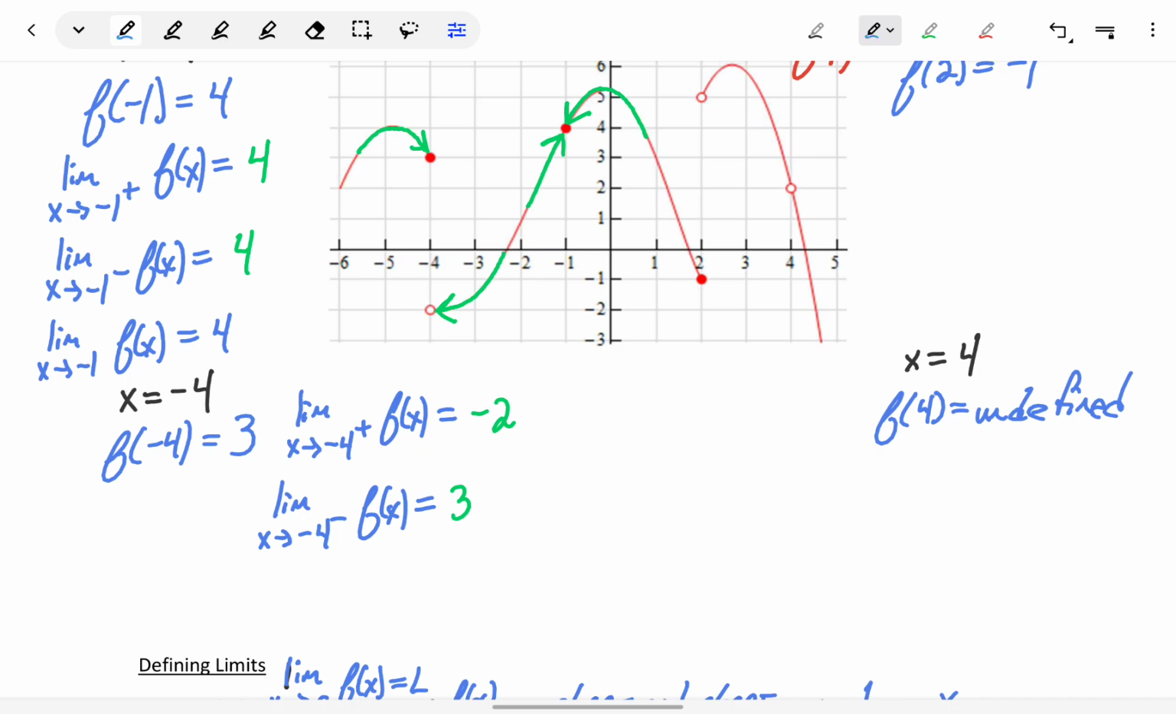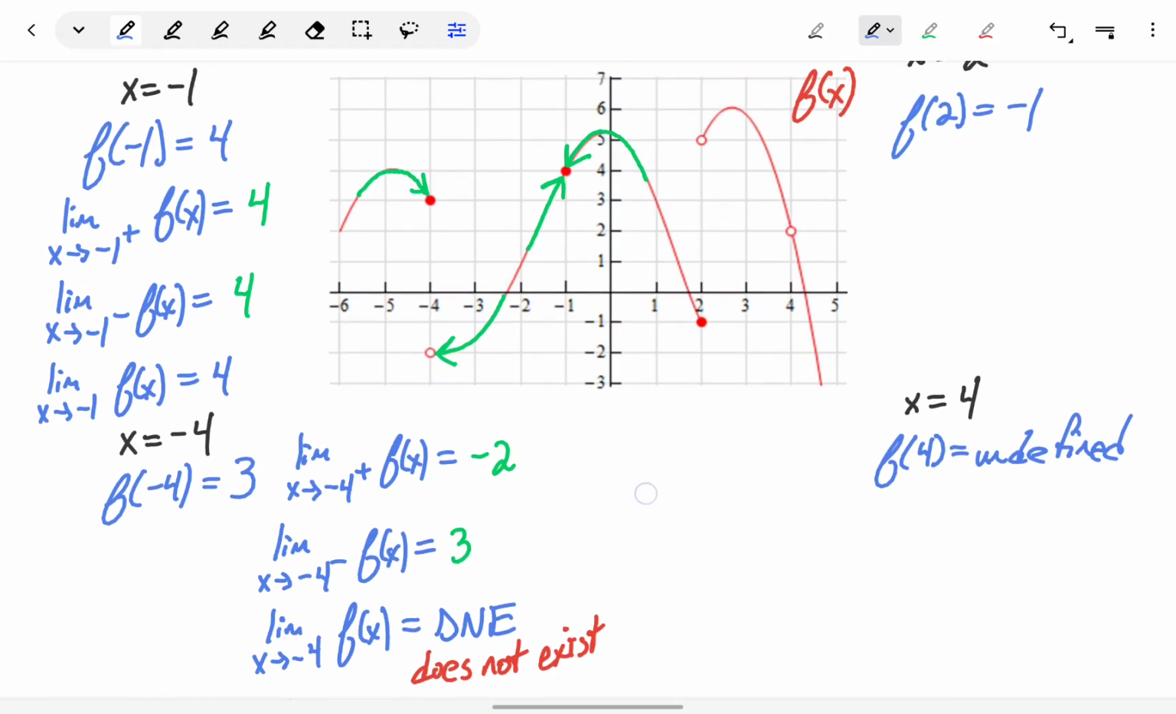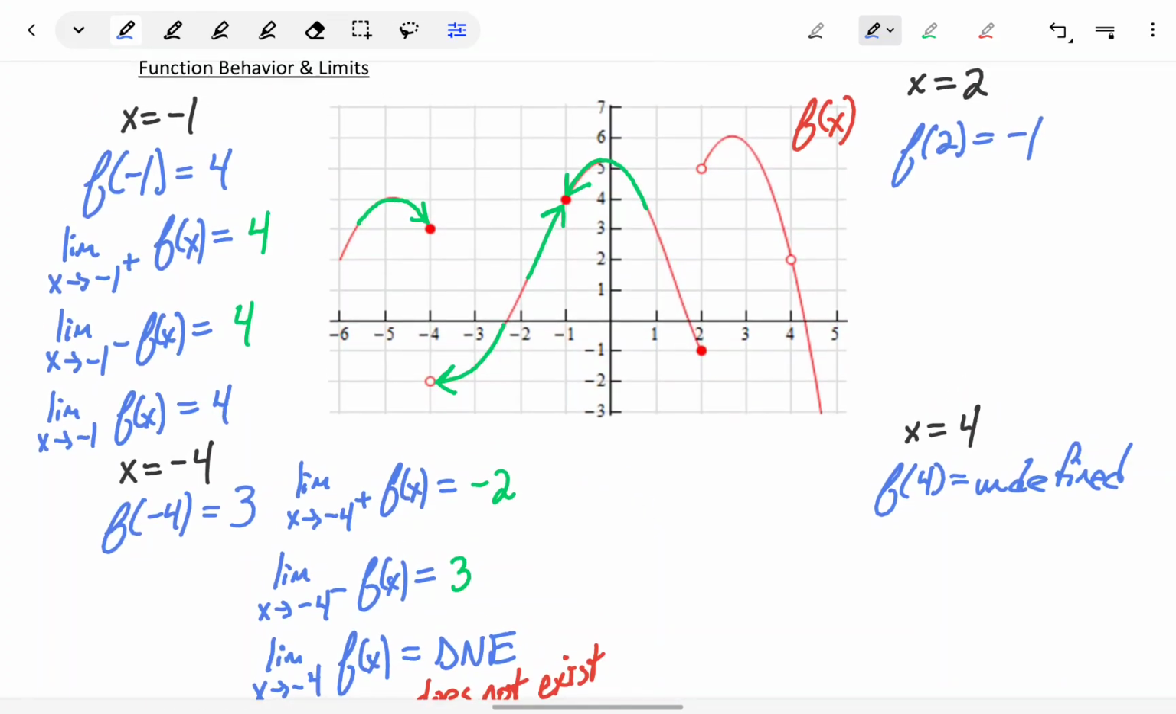Since those two limits are not equal to each other, then we would say that the limit as x approaches -4 of f of x equals DNE, or does not exist. We can end up writing that out a lot, so we have that shorthand notation to speed that up a bit. So if the one-sided limits are different from each other, that means the limit at that point does not exist.